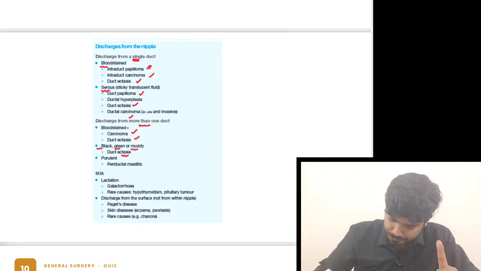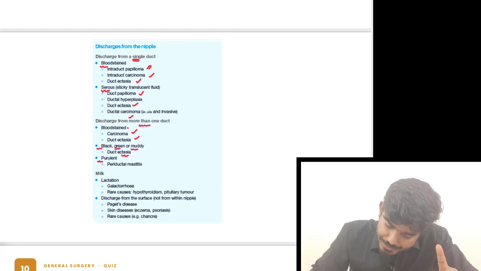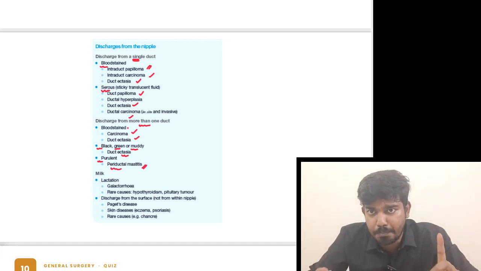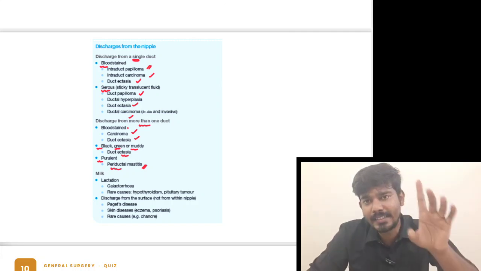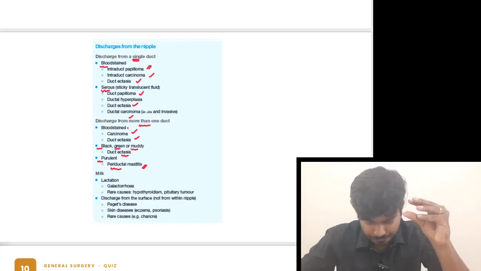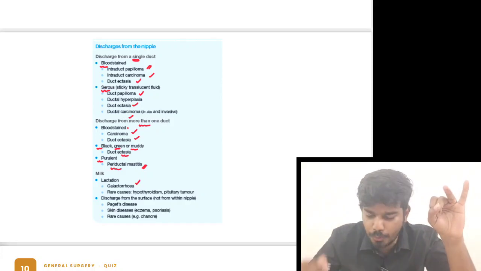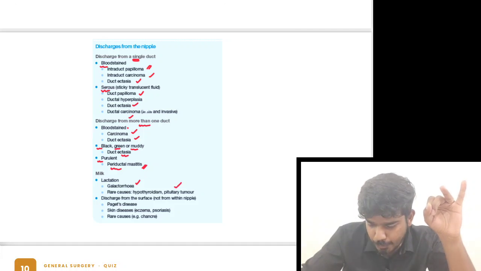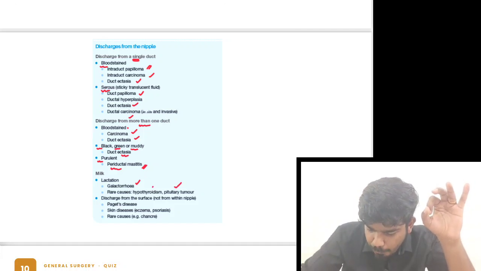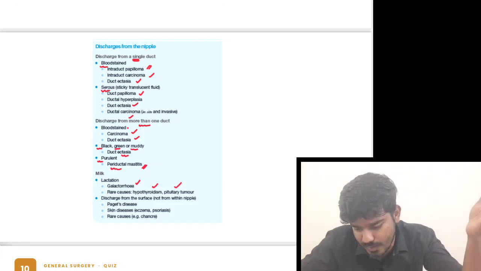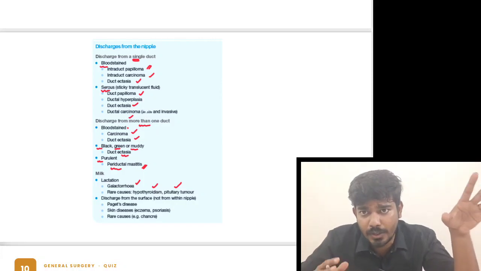We have to remember that. If it is a purulent discharge, it is from periductal mastitis. If it is a lactation, blood, milky discharge, it means the patient is pregnant. Okay, during pregnancy, sorry, in a lactating mother milky discharge will come. Beyond that, galactorrhea can also come if it is a pituitary tumor or from hypothyroidism. These are rare causes for lactation, that is, milky discharge from the nipple.